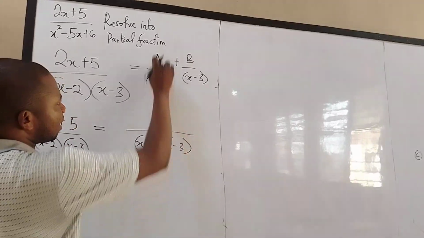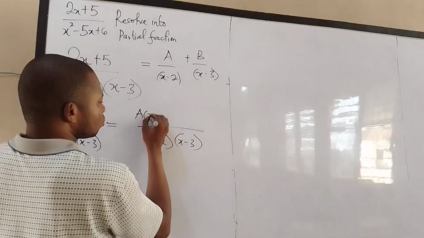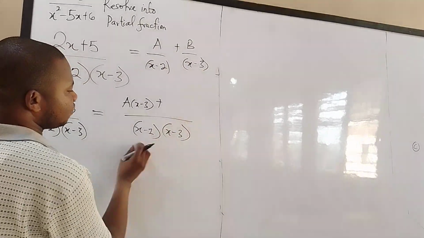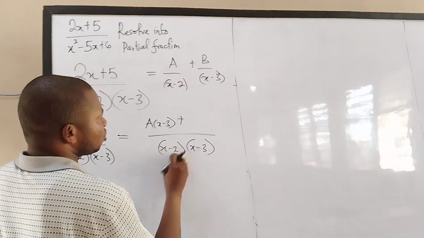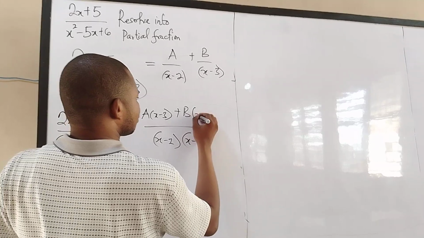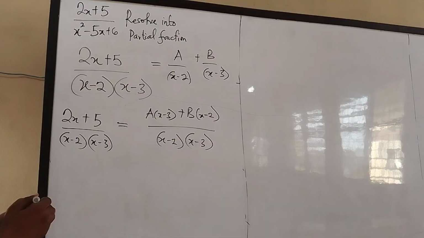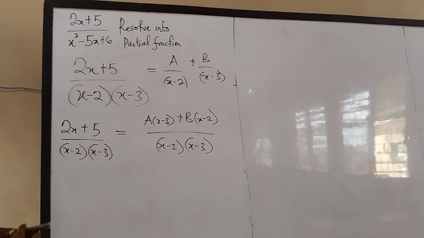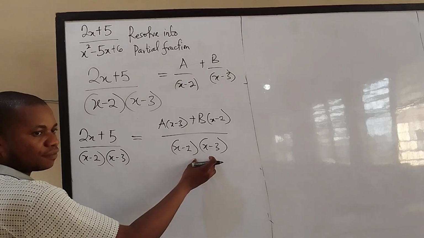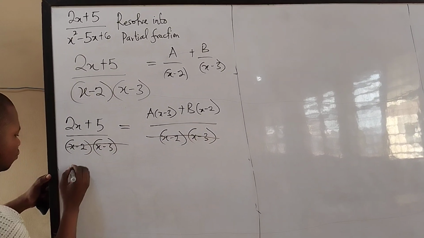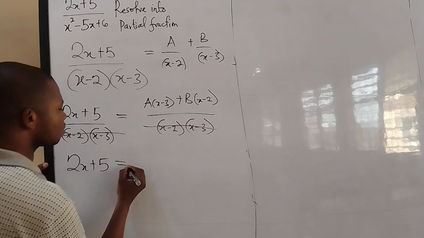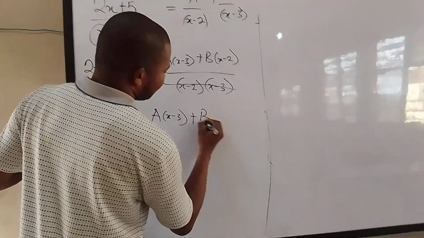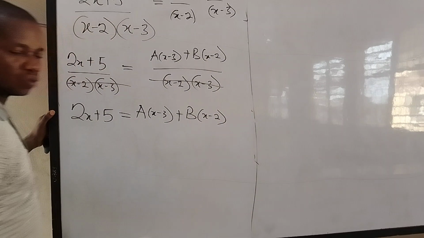So it becomes this one times a, that is a into x minus 3. Now what do we have here? Plus, then this one divided by this, this will cancel this. We are left with this one times b, that is b into x minus 2. That is what we're going to have. By virtue of this, we find out that what we have here is the same thing as what we have here, so this one will cancel this. And now we are left with 2x plus 5 is equal to a into x minus 3, then plus b into x minus 2.